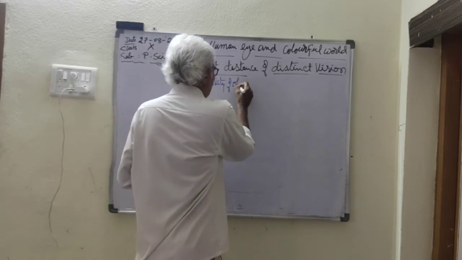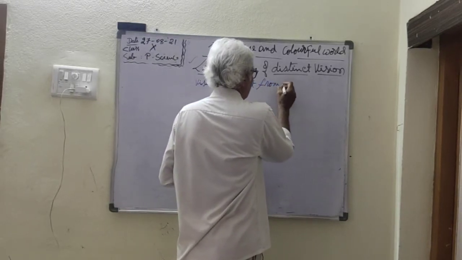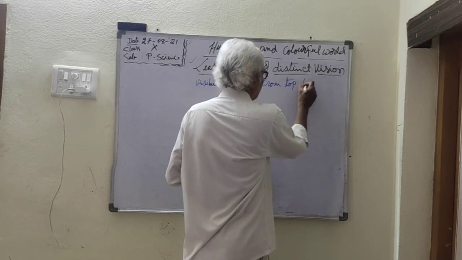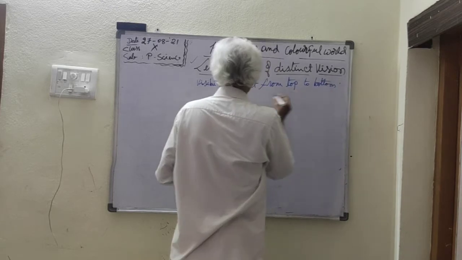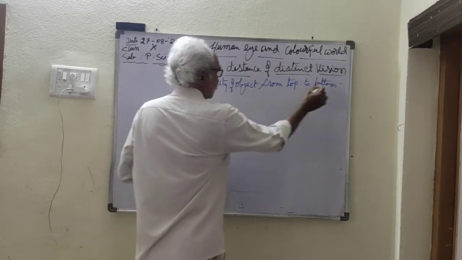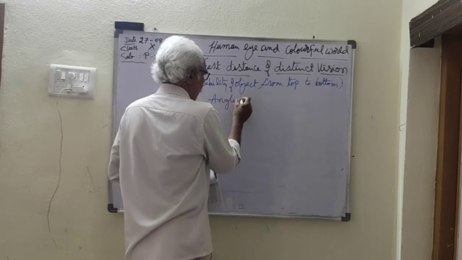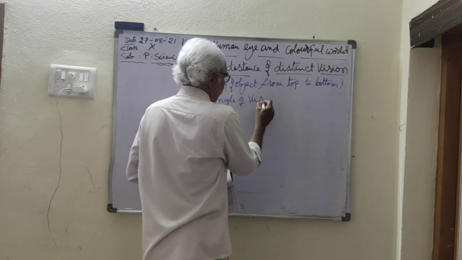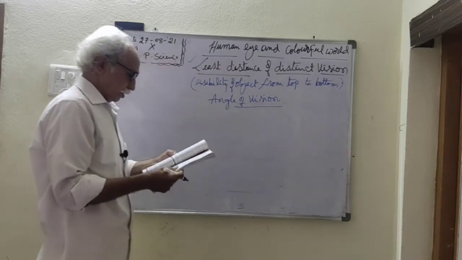Of an object from top to bottom. So here you find this is called the angle of vision. Let us see this angle of vision.